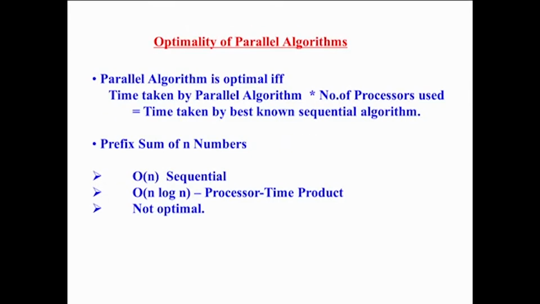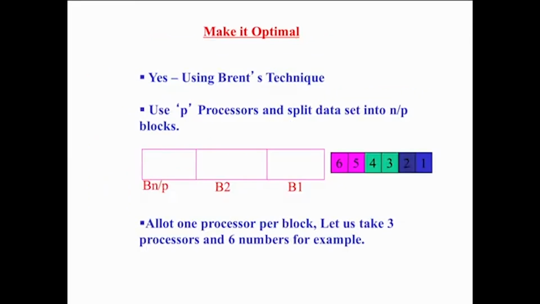Okay. So a parallel algorithm is optimal if and only if the time taken by the parallel algorithm into the number of processors used is equal to the time taken by the best known sequential algorithm. So this is how we make it optimal.